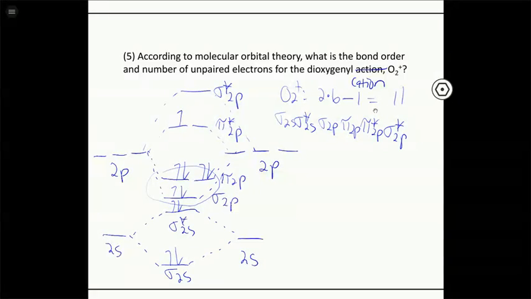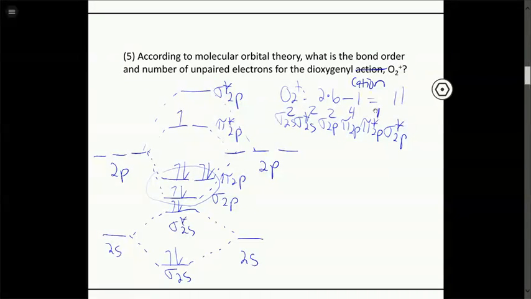If we want to start putting these into here, each sigma gets 2, so it's going to be 2, 4, 6, and then we get 4 for the pi. That takes us up to 10, and then the last one goes in the pi star. Okay, so that's the electron configuration. That's just translating this into more of an electron configuration. Now the 2 questions that it asks us are bond order and number of unpaired electrons.